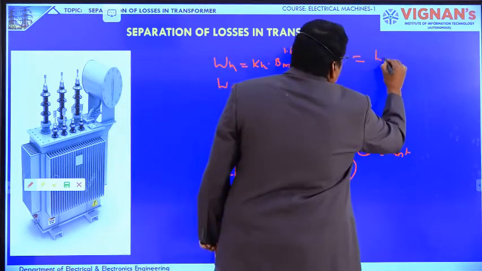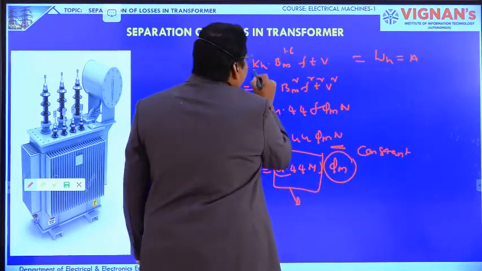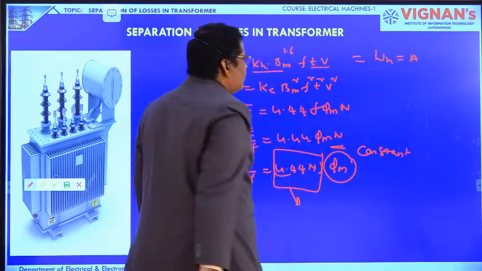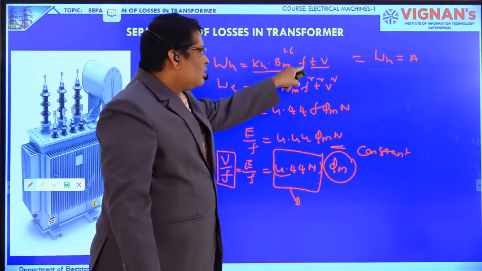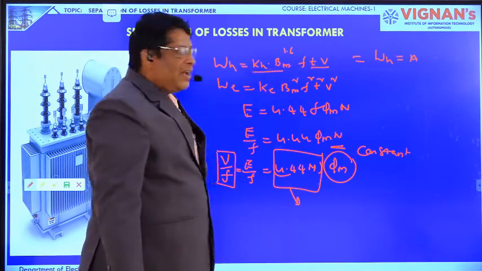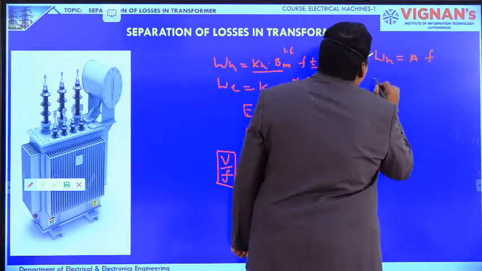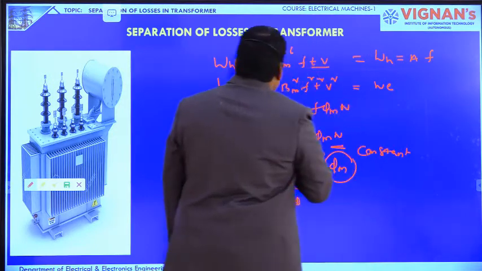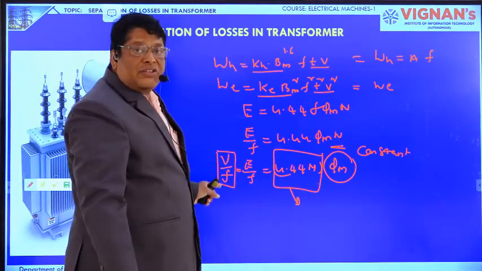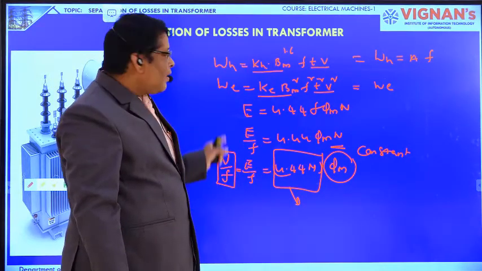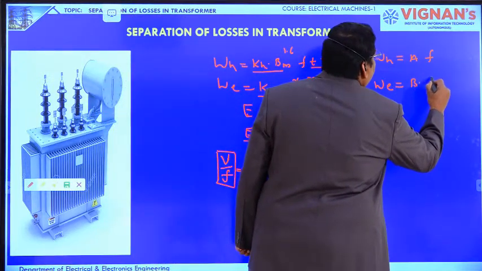So WH we can write as some constant. This total term is constant, and we represent it as A. Now hysteresis loss equals A into F. In the same manner for eddy current loss, this is constant and this is also constant, because we are maintaining V by F as a constant. So eddy current loss equals some constant B into F square.